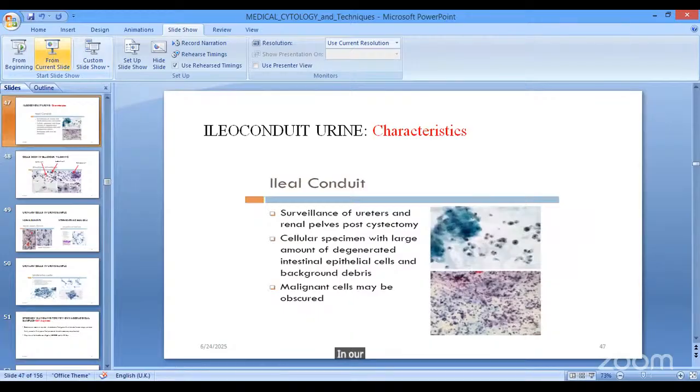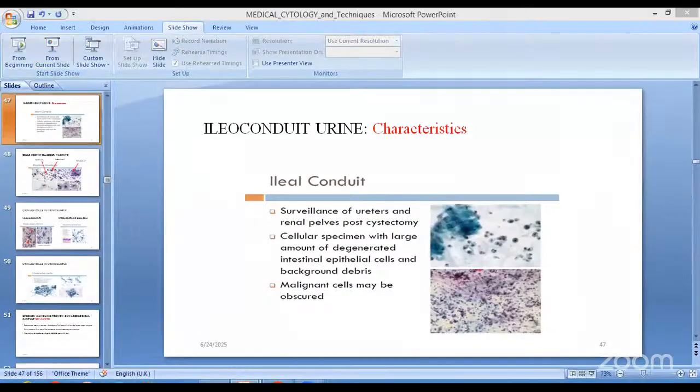Ileal conduit specimen. Surveillance of cystectomy patients: the specimen has a large amount of epithelial cells and debris, and because of those, malignant cells may be obscured, and those are the things we are looking for. So that may increase the chances for error.